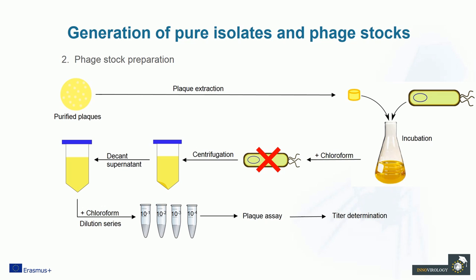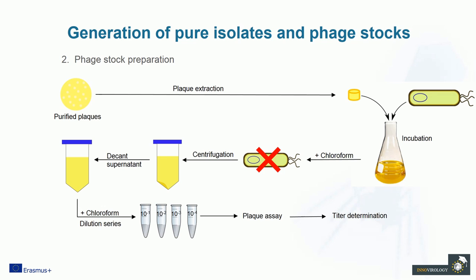When a pure isolate is available, a phage stock containing pure phage particles in a high concentration is generated. A purified plaque is isolated and incubated along with the desired host in a liquid culture. After overnight incubation, chloroform is added to kill the bacteria present in the culture. Cellular debris is removed by centrifugation. The supernatant containing the phages is separated and chloroform is added again.